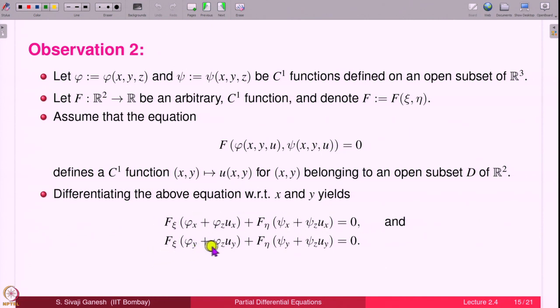Similarly, we get the second equation if you differentiate this with respect to y. Here we should have written u of x, y and here u of x, y. That is the meaning here, right? It defines a C1 function, which means I can substitute u of x, y here, and that equation would be valid on a subset D of R2.